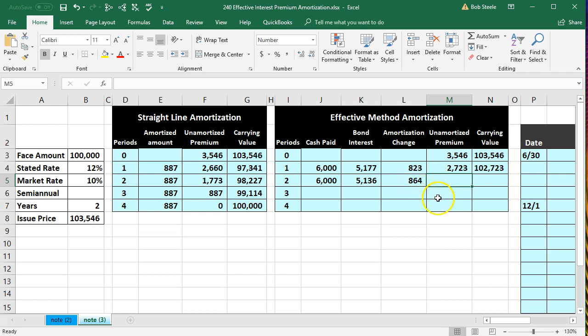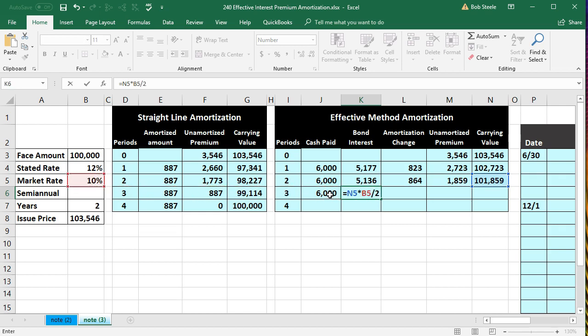And then the amortization change. And then we've got the unamortized premium, which will be what it was prior minus the change. And then the carrying amount will always be equal to the face amount plus the unamortized premium. And that'll give us our new amount here. So we'll do this again. Again, the cash payment could be the 6,000, but we'll do the calculation. It's going to be the 100,000 times the stated rate, the rate on the bond, divided by 2. The bond interest is going to be equal to the carrying amount times the market rate divided by 2, because it's 6 months, not a year.